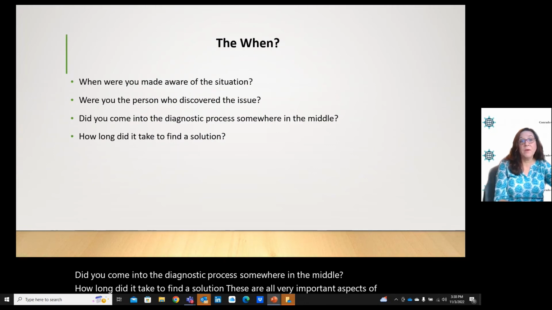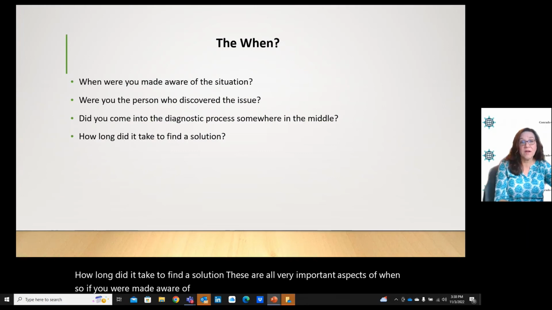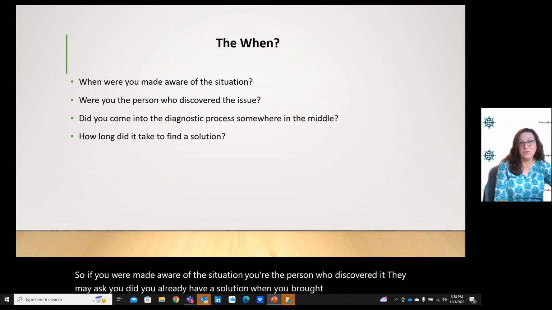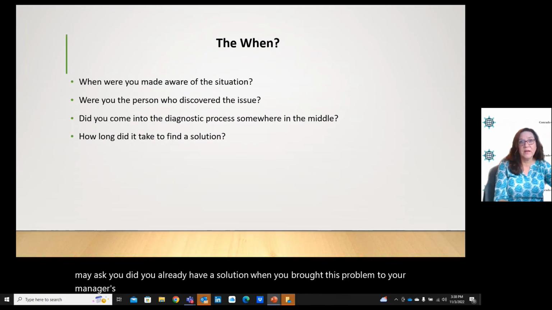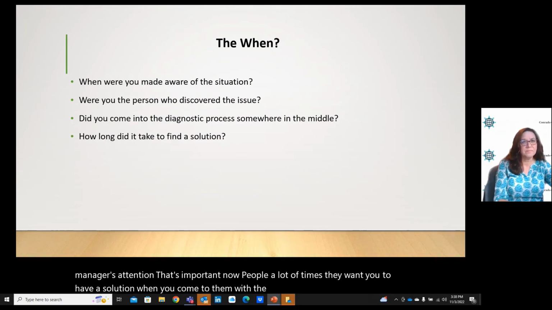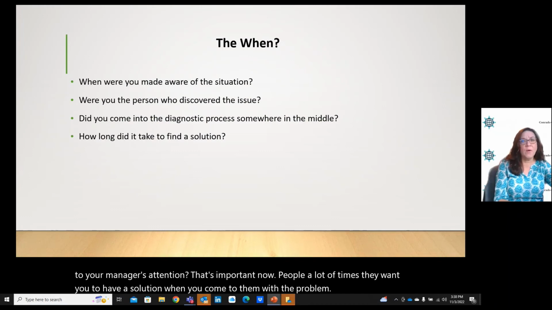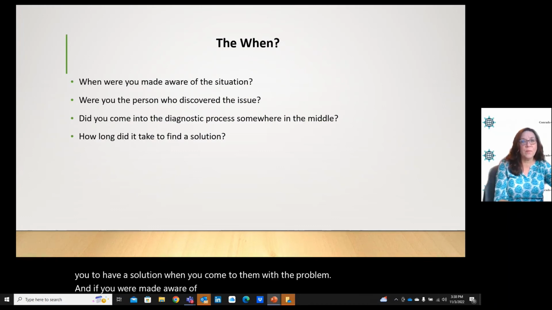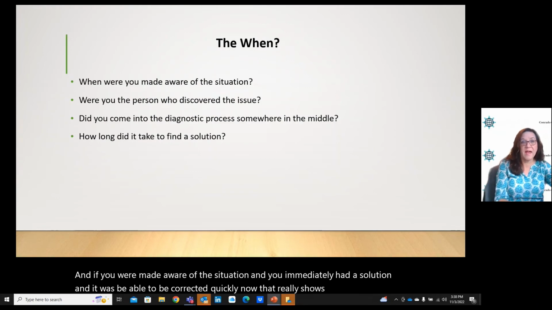So if you were made aware of the situation, you're the person who discovered it, they may ask you, well, did you already have a solution when you brought this problem to your manager's attention? That's important. A lot of times, people want you to have a solution when you come to them with a problem. And if you were made aware of the situation and you immediately had a solution and it was able to be corrected quickly, that really shows your initiative, things like that.